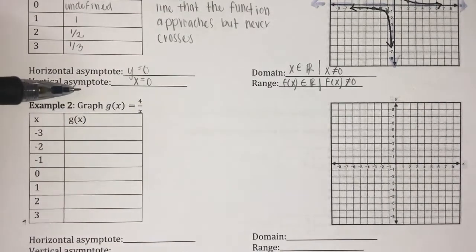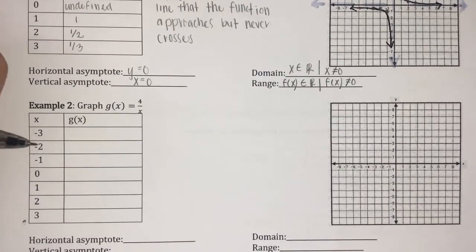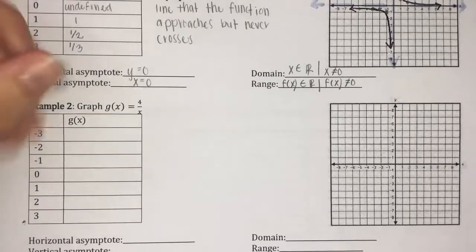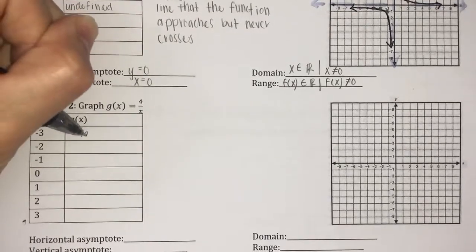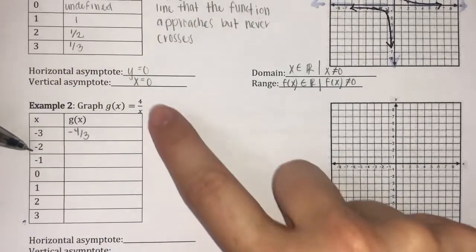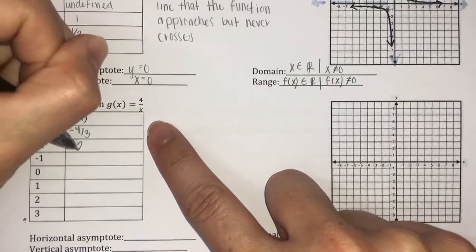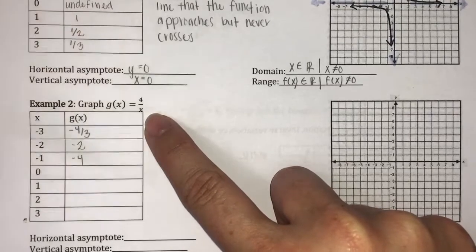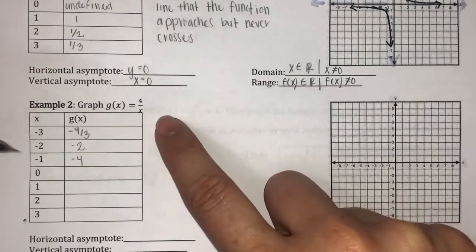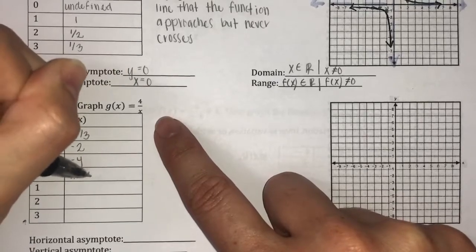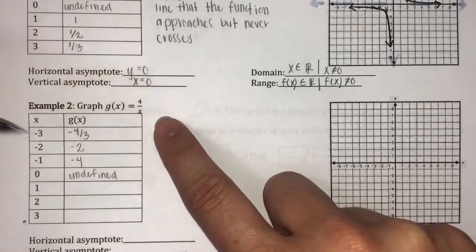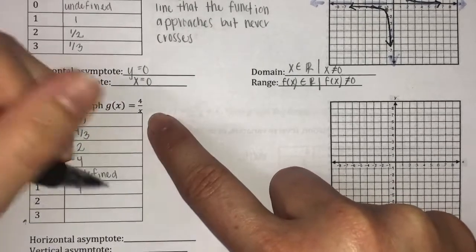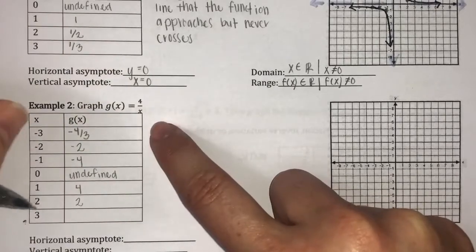Okay, so the next graph, g of x equals 4 over x. So same thing, we'll fill in the table for this function. So g of negative 3 would be 4 over negative 3, so negative 4/3. G of negative 2 would be 4 over negative 2, so negative 2. And then 4 over negative 1, so negative 4. And then 4 over 0, so again that's undefined. And then 4 over 1, so 4. 4 over 2, so 2. And 4 over 3, so 4/3.